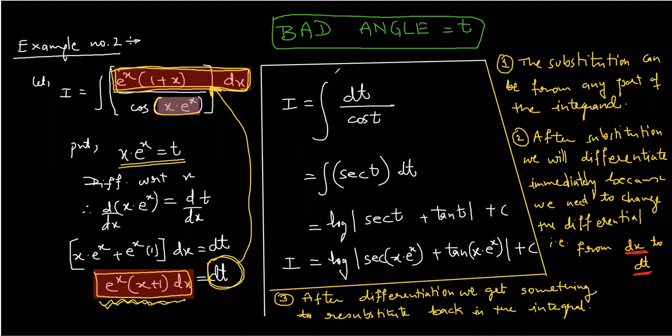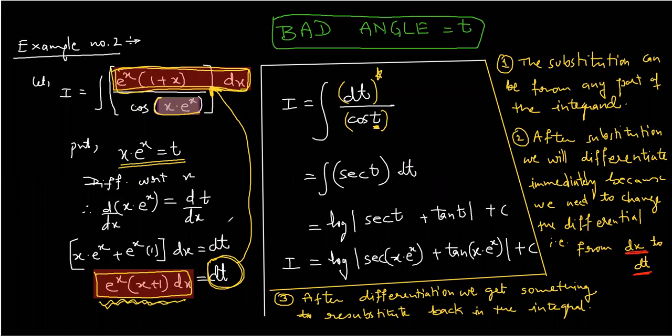So see what is happening. The whole integral problem changes into a new variable t. See, cos t in the denominator, and in the numerator the whole thing becomes a dt, because I'm getting something to resubstitute back.